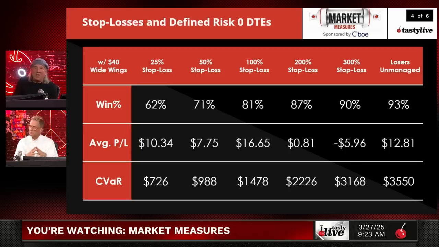So with $40 wide wings, you can see here the numbers are going to be very similar. The win percentages, very similar. The difference here is that, let's put it this way, you have a hard time arguing that the stop losses really help you much. It's really just about taking profits at 25%. Because the stop losses, I don't know, I think I'd rather have the higher win percentage.